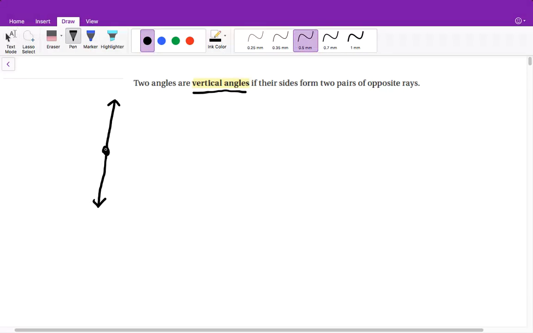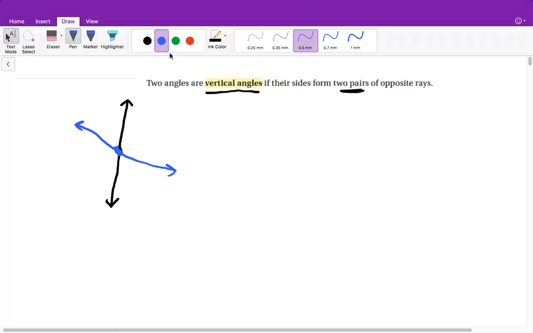So when we have vertical angles, their sides form two pairs of opposite rays. That means one of their sides is an opposite ray, and the other is also going to be an opposite ray. So they form two pairs of opposite rays. Another way I always say it is that they're across from each other. So these two angles here will be vertical angles, and these two angles here will be vertical angles.